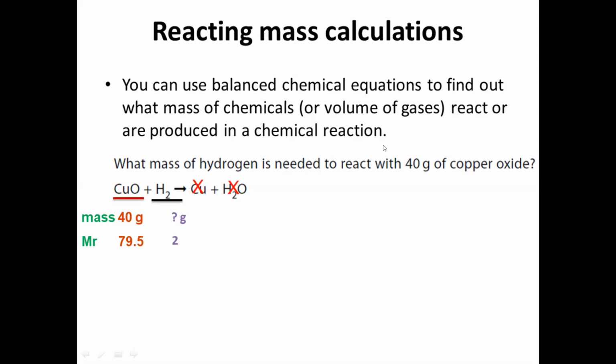Right, so next, you've got mass, you've got MR. What can we work out? You can work out the moles when you've got mass and MR. So for copper oxide, we can work it out. You use the formula. This is what I got in my calculation.